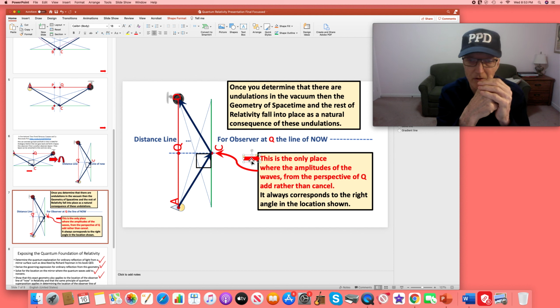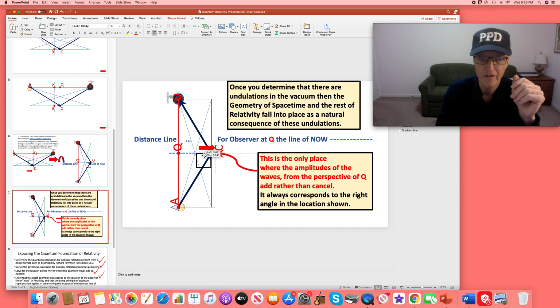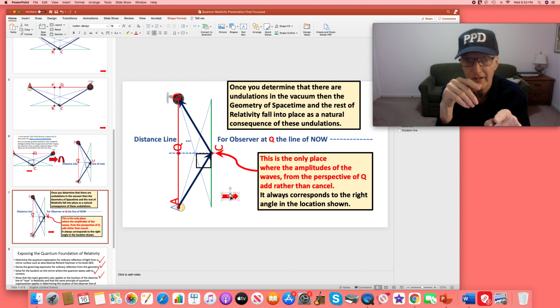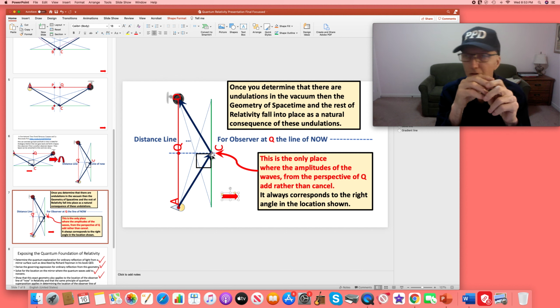So we've gone through that before. It always corresponds to the right angle in the location shown. So you must always have a right angle here. When you're an observer looking at some equipment, it could be a clock or a person, moving along this timeline, the green one, then the now is going to be that line that makes a right angle connection to the green line. So Q will observe C now as being along the distance line QC.